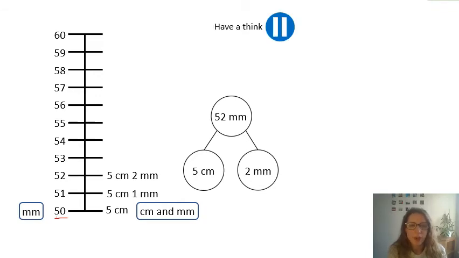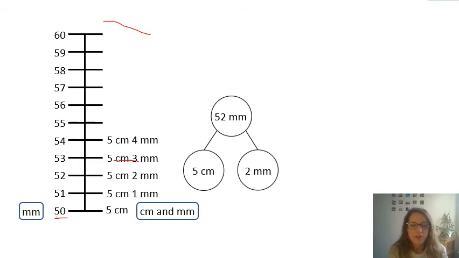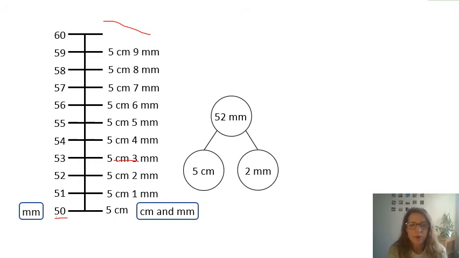So can you work out what all of these other ones from here up to 60 would be worth? So pause it and have a go. Right, let's have a look then, see if you were right. We would have 5 centimeters and 3 millimeters, 5 and 4, all the way up to, what would our last one be? 6 centimeters. Well done if you got all of those right. With these, you can also write it as 5 and then point, which is a dot, 9 centimeters, okay? So you can write it as that combined one.